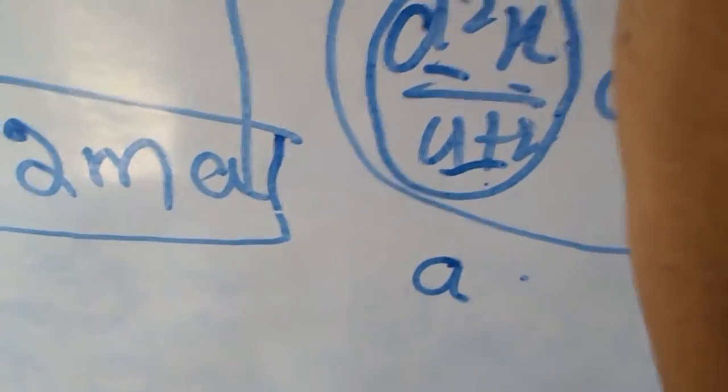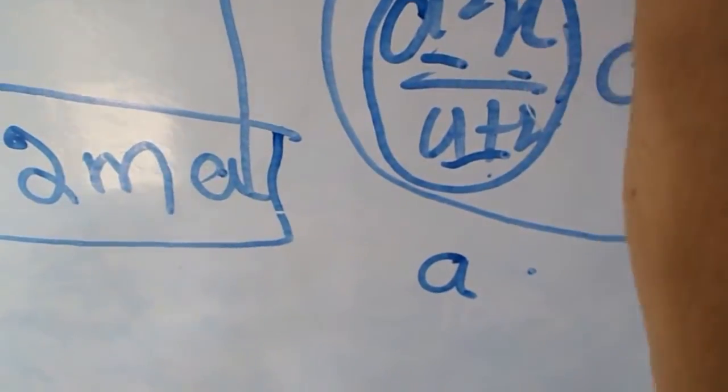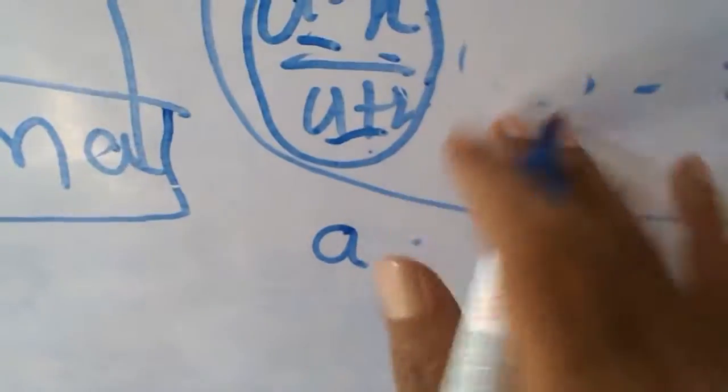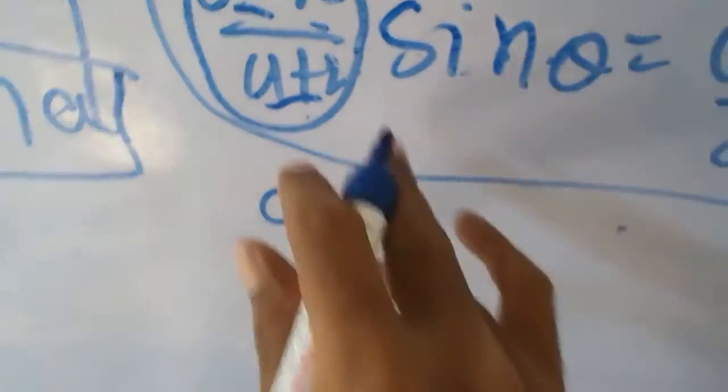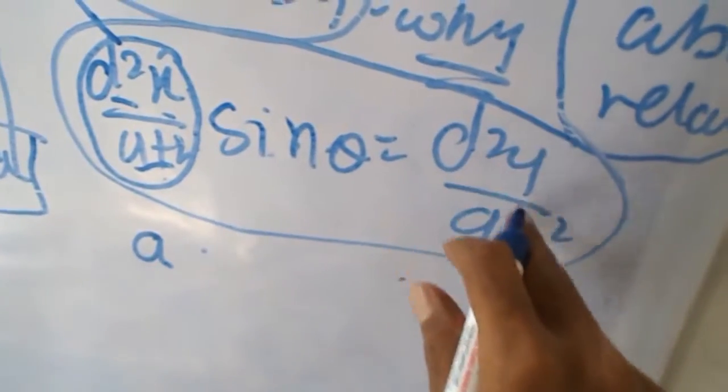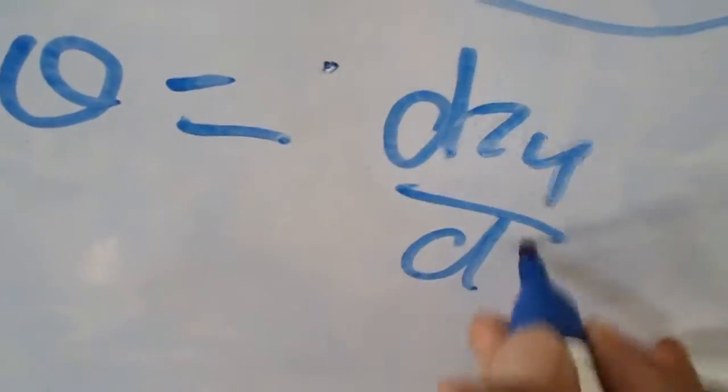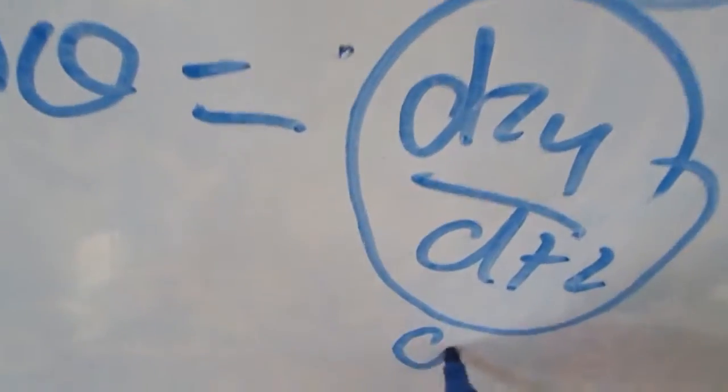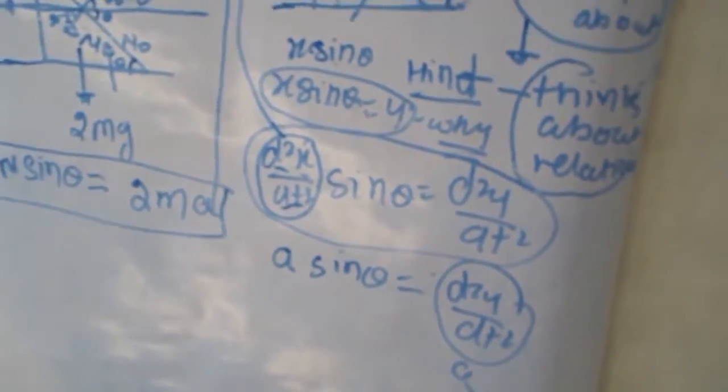Okay, this will be sin theta. So sin theta is equal to d2y by dt2. So A sin theta is equal to the acceleration of the block along y, a1. Guys, it is very simple to calculate and you should do it by yourself. Then you will find that it is very easy to do.